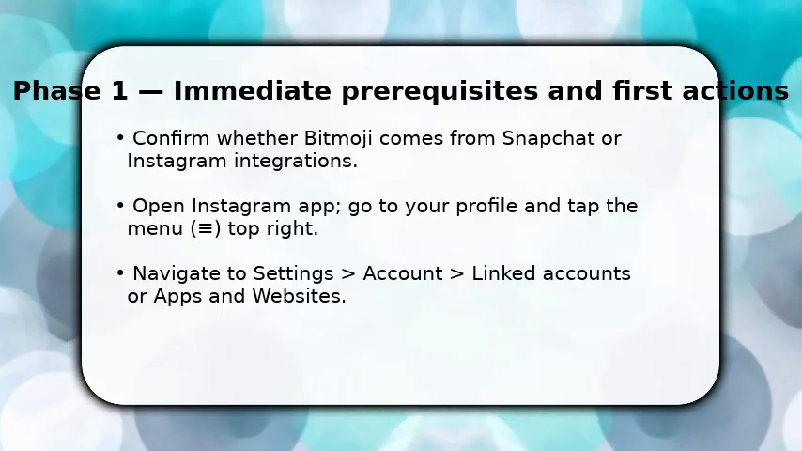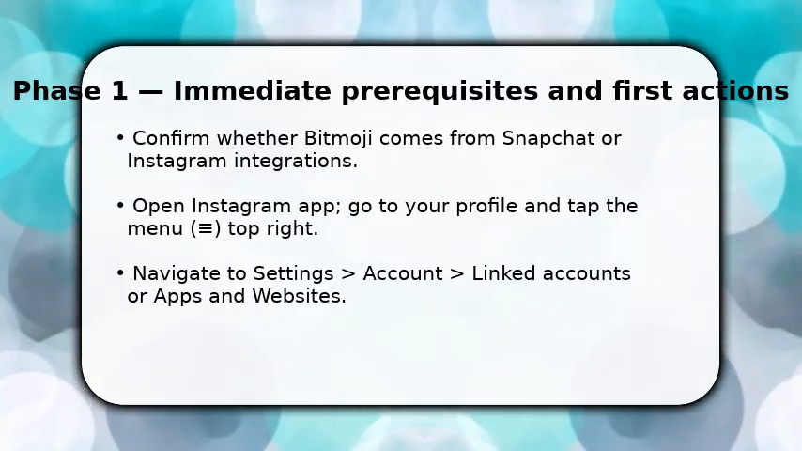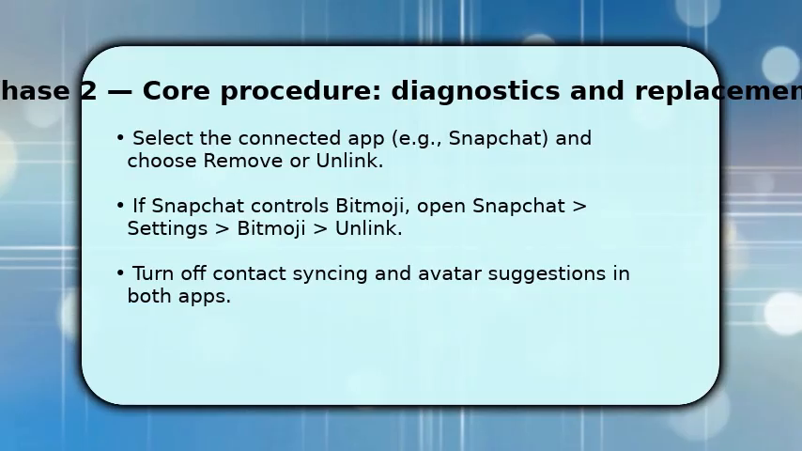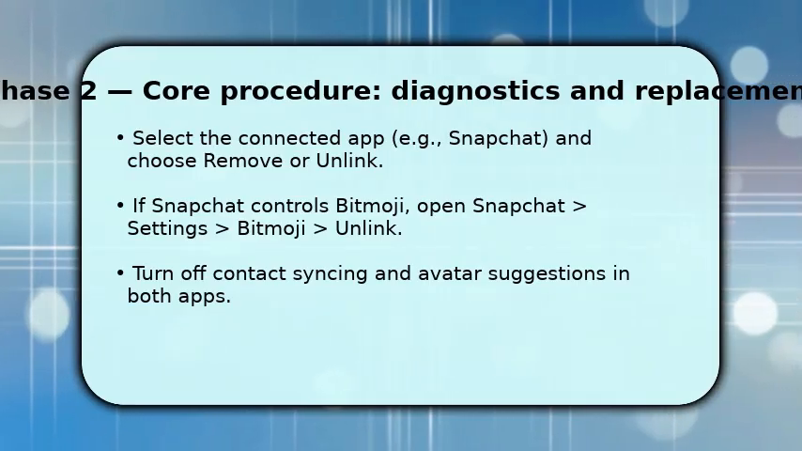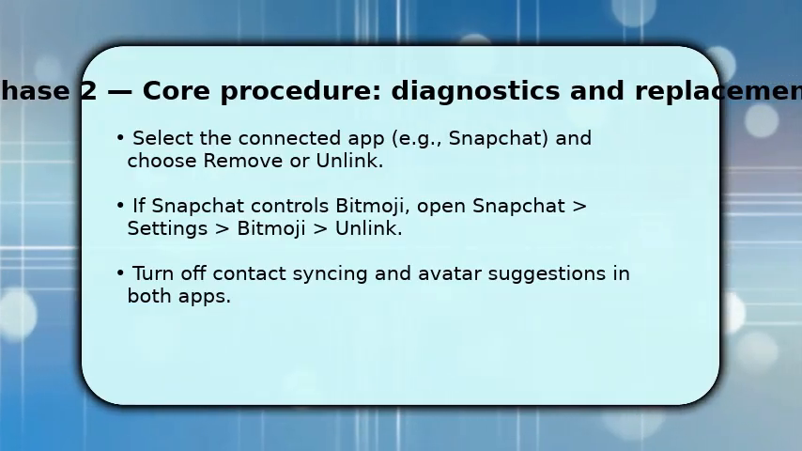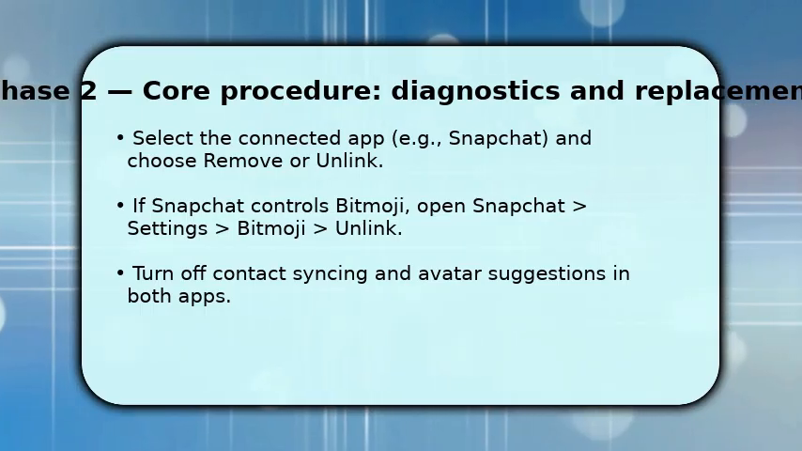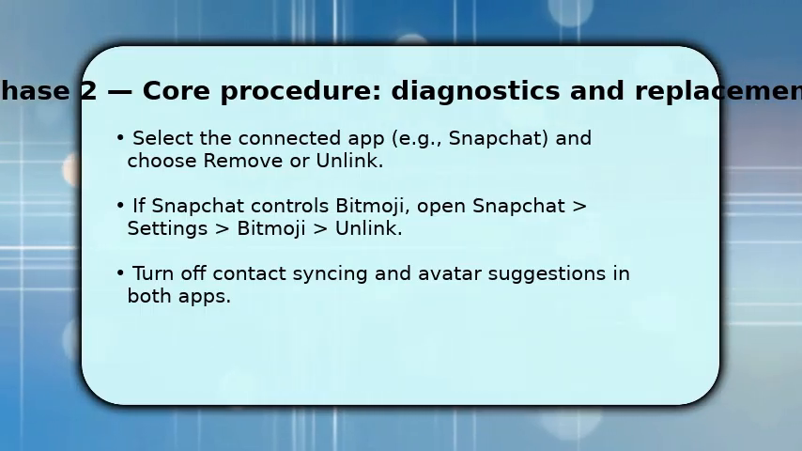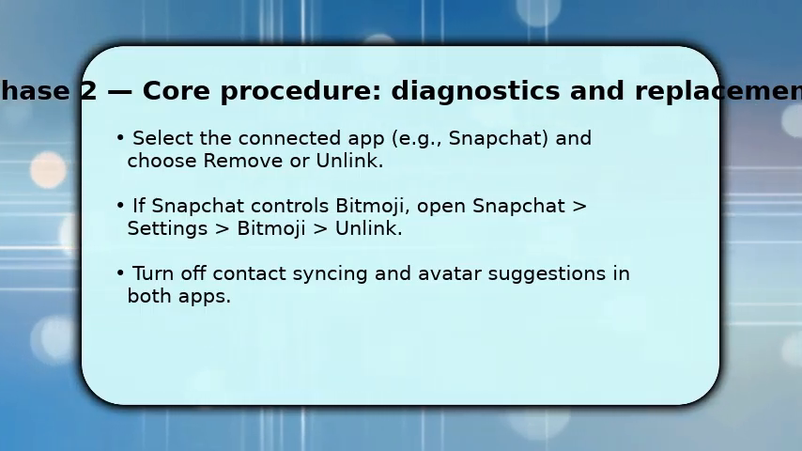Next, you disconnect the integration properly. Tap the connected app in Instagram and choose Remove or Unlink. Confirm the action. If the Bitmoji comes from Snapchat, open Snapchat, go to Settings, select Bitmoji, and use Unlink Bitmoji.